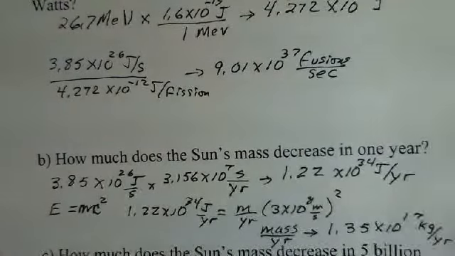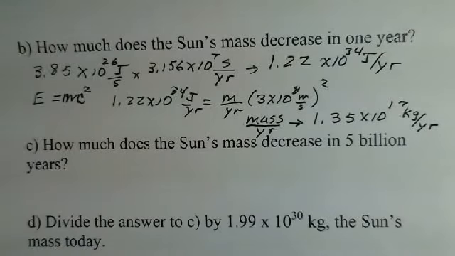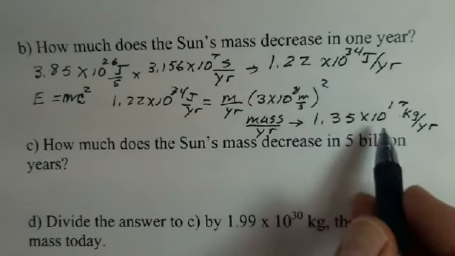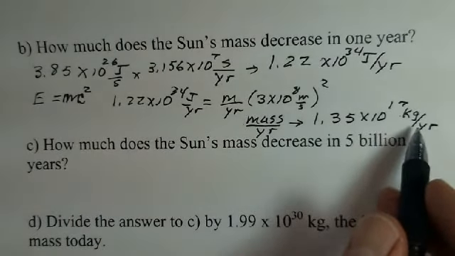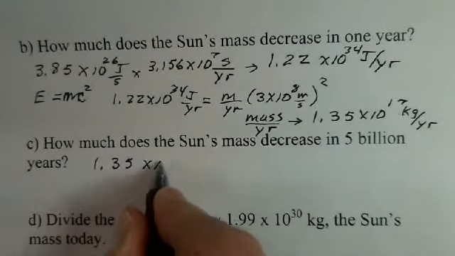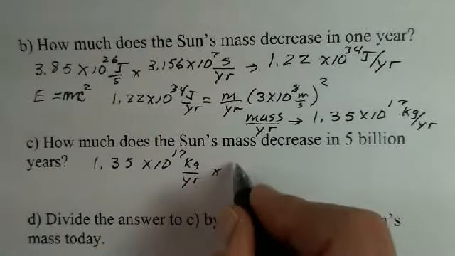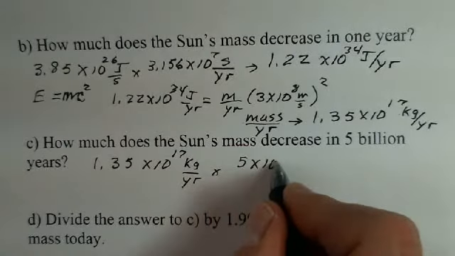So our next question is, how much does the sun's mass decrease in 5 billion years? Suppose the sun has constant luminosity, constant energy production for 5 billion years. Let's just get a scale as to how much mass decrease there is. So 5 billion years is going to be the fusion process running and losing this much mass per year. So 1.35 times 10 to the 17th kilograms per year. We have 5 billion years. A billion is 10 to the 9th.